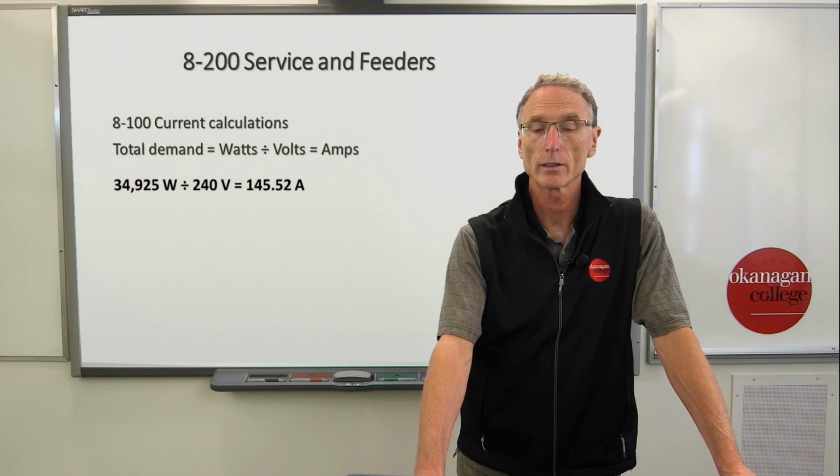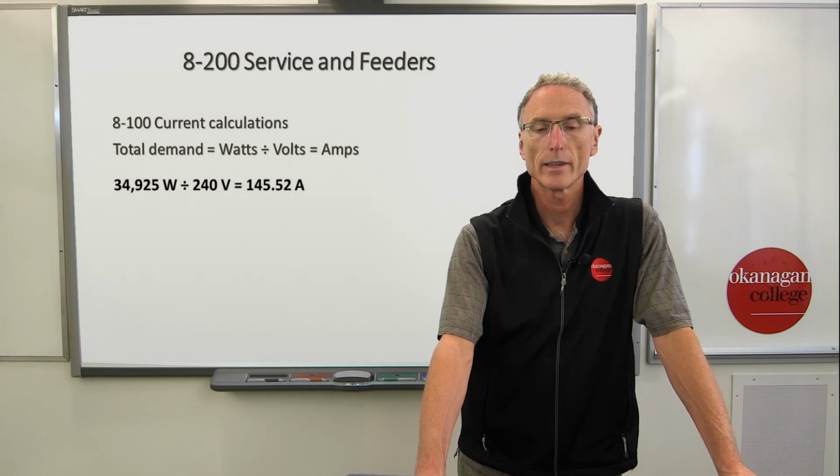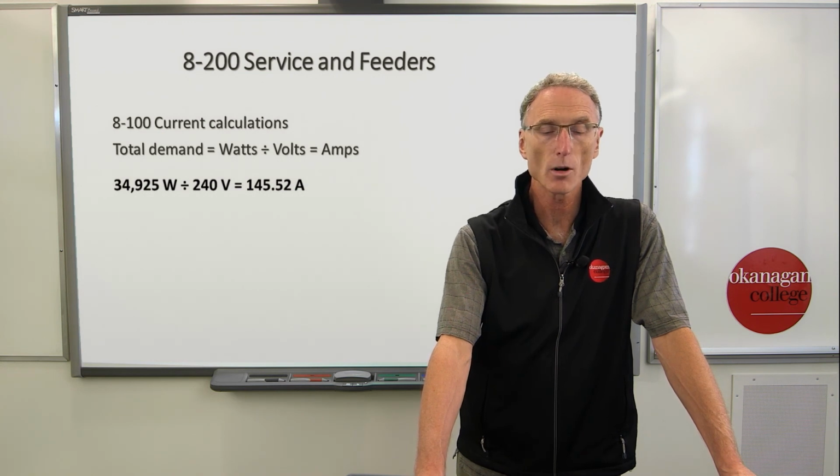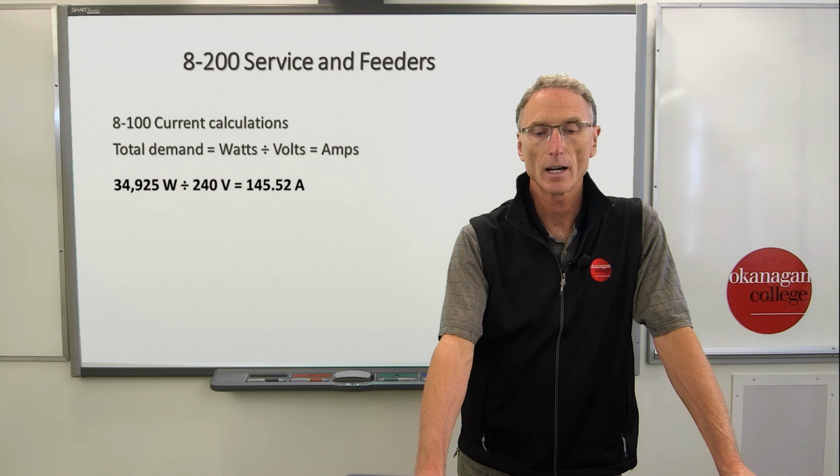Now, when we look at the sub-rule B section of this calculation, we remember that that was the very minimum you had, and we had to take the greater of A or B. The 145.52 is the number we're going to have to choose because that's greater than the B portion of 8200. This has been your tutorial on your service and feeder calculation for a dwelling unit.